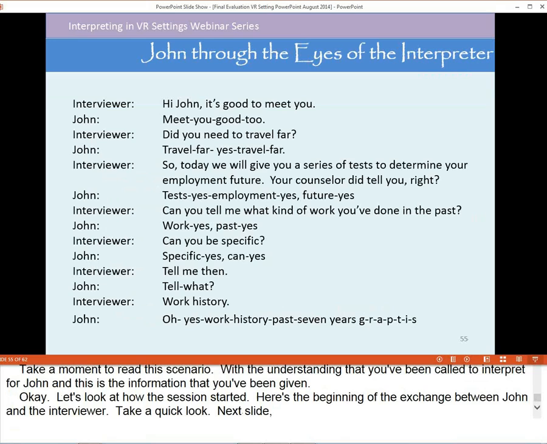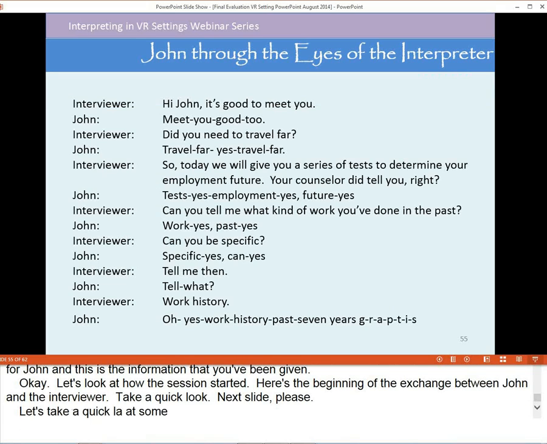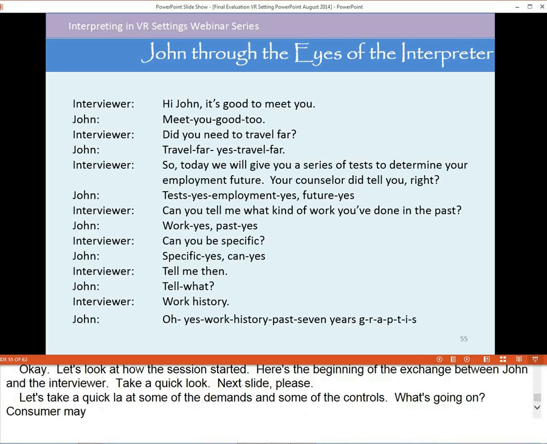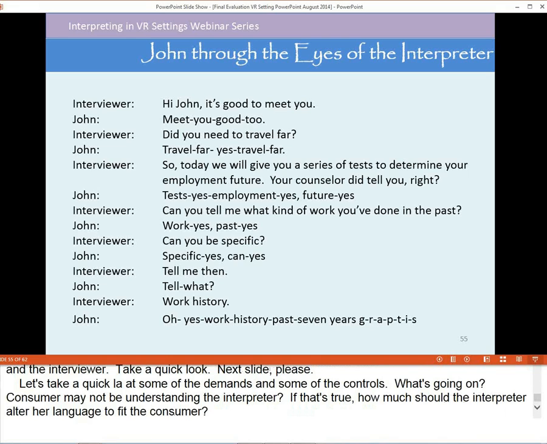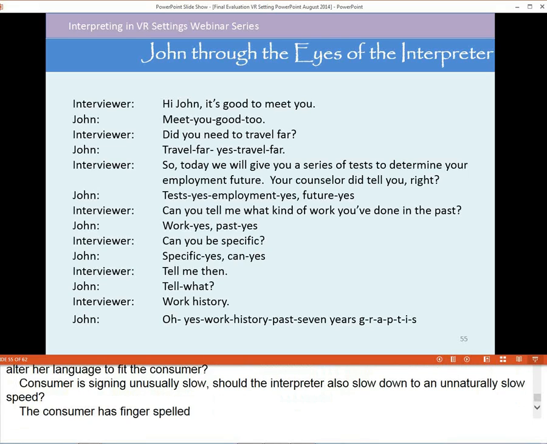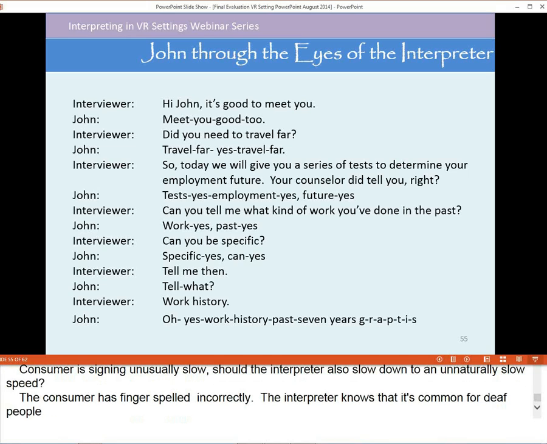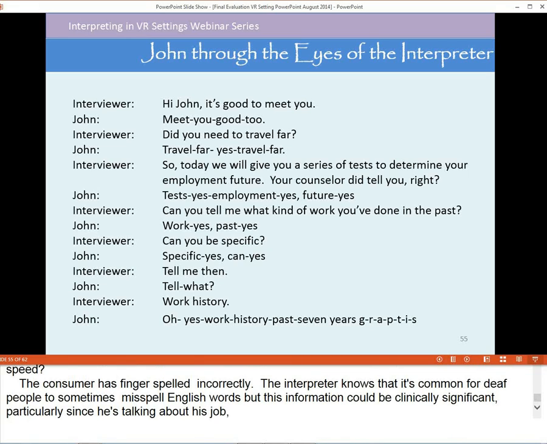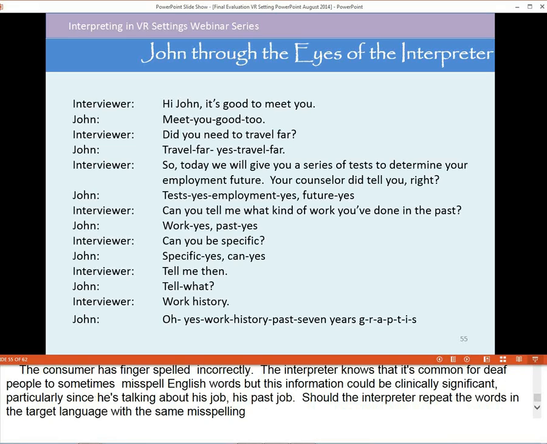So let's take a quick look at some of the demands and some of the controls. What's going on? The consumer may not be understanding the interpreter. If that's true, how much should the interpreter alter her language to fit the consumer? Consumer is signing unusually slow. Should the interpreter also slow down to an unnaturally slow speed? The consumer has fingerspelled incorrectly. The interpreter knows that it's common for deaf people to sometimes misspell English words, but this information could be clinically significant, particularly since he's talking about his past job. Should the interpreter repeat the words in the target language with the same misspelling or present them correctly?